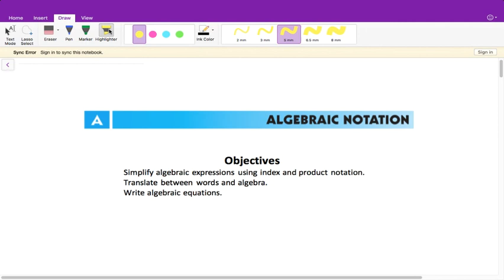So our objectives for this section are to simplify algebraic expressions using index or product notation, to translate between words and algebra, whether you're given an equation or an expression and you have to rewrite it in words, or you're given a word problem and you're rewriting it as an expression. And then we're going to write algebraic equations. All right, so that is our objectives, what we want to be able to do by the end of Section A. Let's go ahead and move on to the key terms of this section.